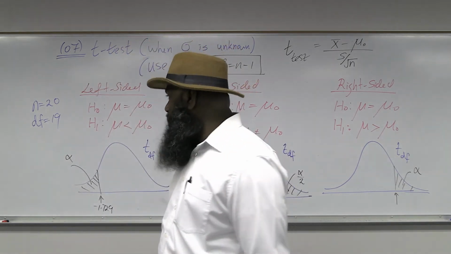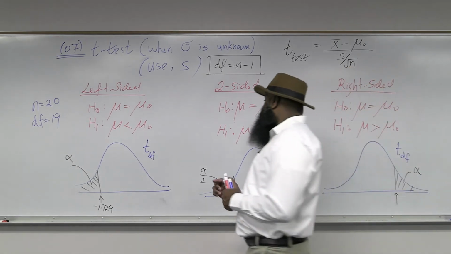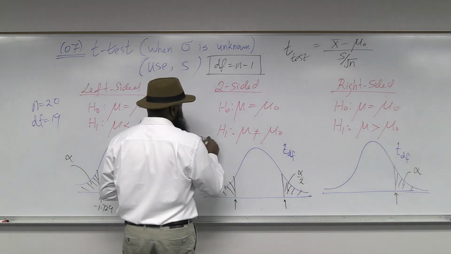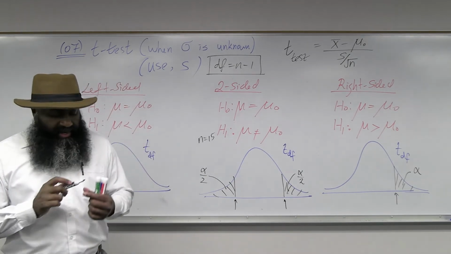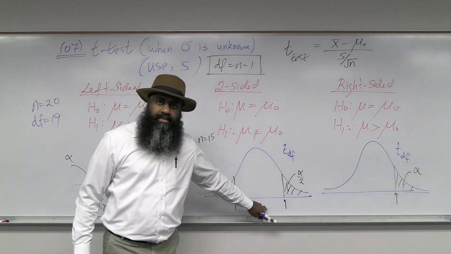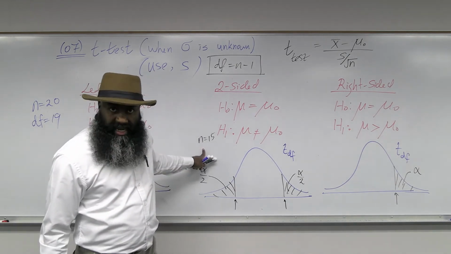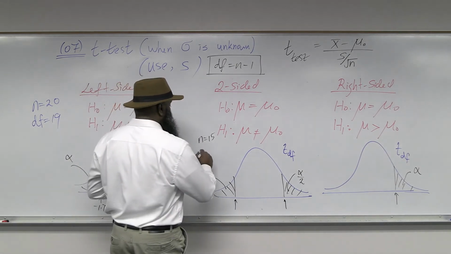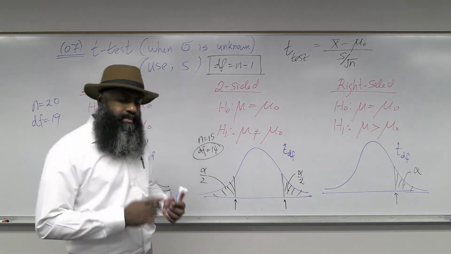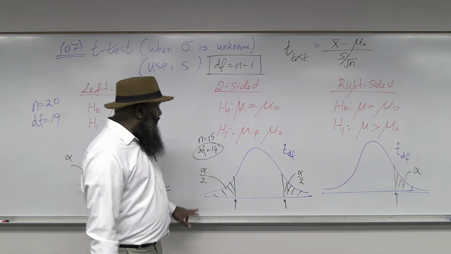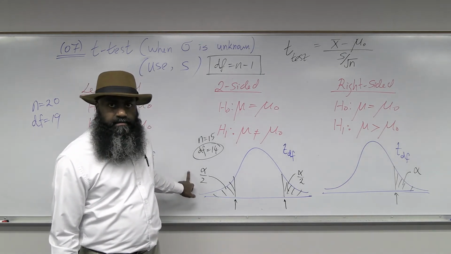We'll do another example for the two-sided alternative. Let's say this time I'm going to use a sample of 15. Alpha is still 5%. I need these critical values. How can I find them? Degrees of freedom will be equal to 14. And alpha is 5%, which means half of alpha should be equal to 2.5%.